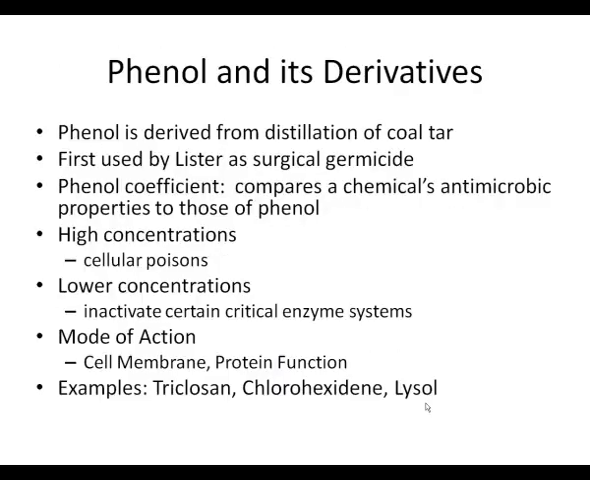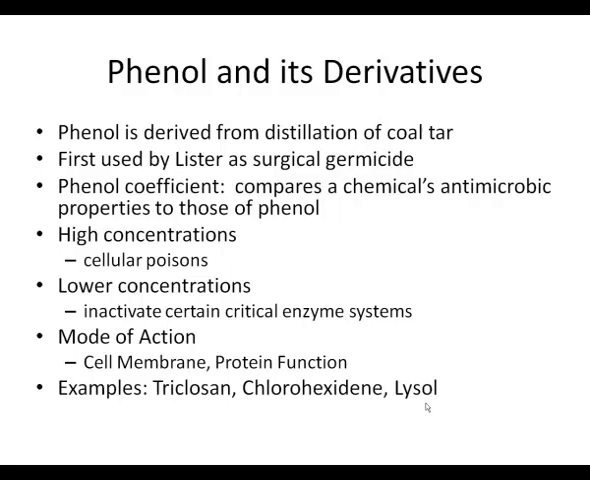The next group are the phenols and their derivatives. Phenol is derived from the distillation of coal tar. So this is obviously going to be something that is very strong. You can have high concentrations or you can have low concentrations. Phenols were first used by Lister in his surgical germicide. He wanted, remember, to try and keep people from dying during surgery. They wanted to keep the surgical environment as clean as possible.